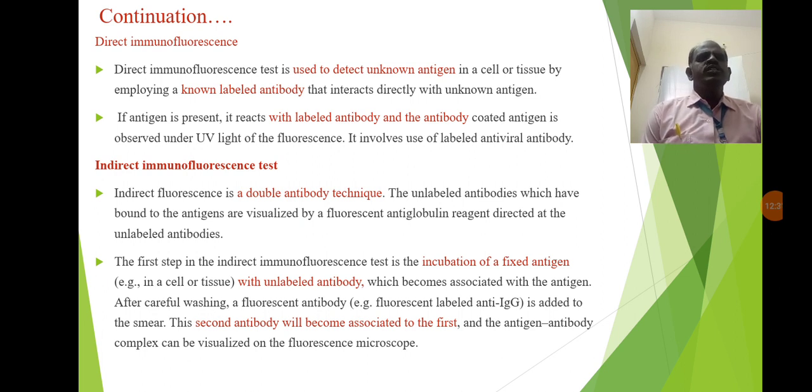Indirect immunofluorescence test. Indirect immunofluorescence is a double antigen-antibody technique. The unlabeled antibodies which are bound to the antigens are visualized by a fluorescent antiglobulin reagent directed at the unlabeled antibody. It involves two steps. The first step is incubation of fixed antigen with unlabeled antibody. The second step is adding a second antibody, labeled with fluorescent dye, to the first antigen-antibody complex.